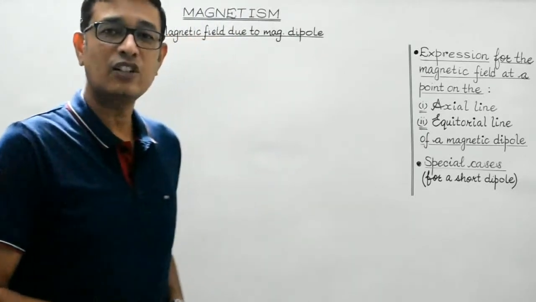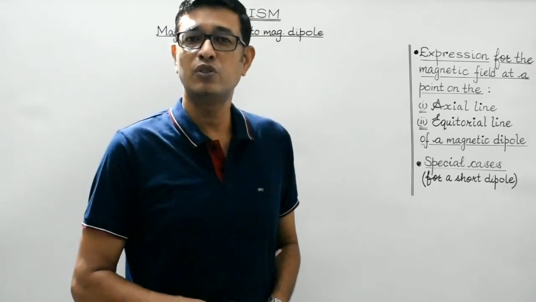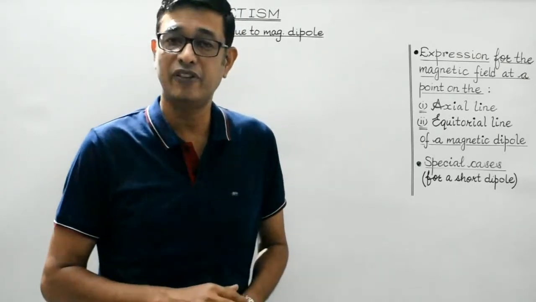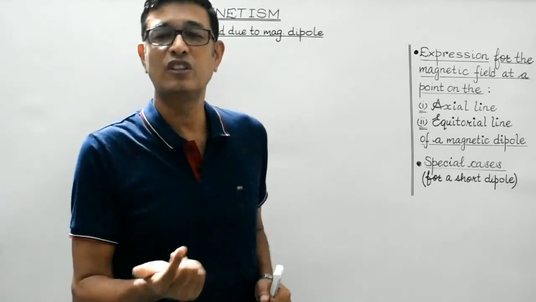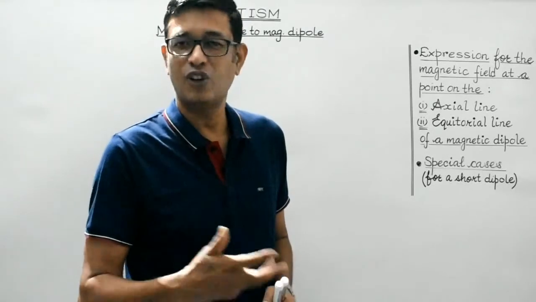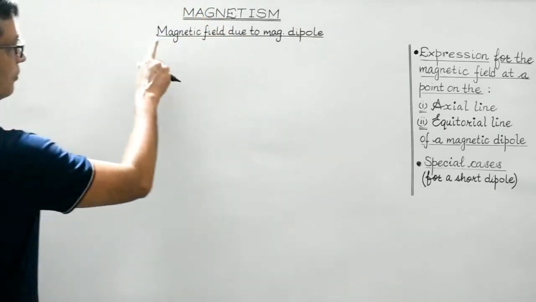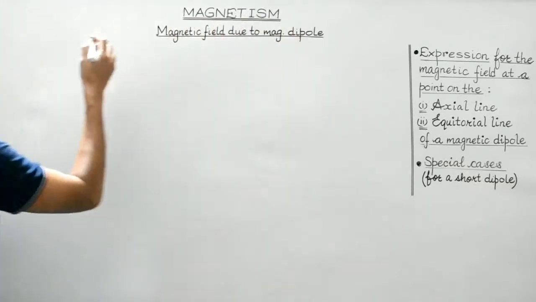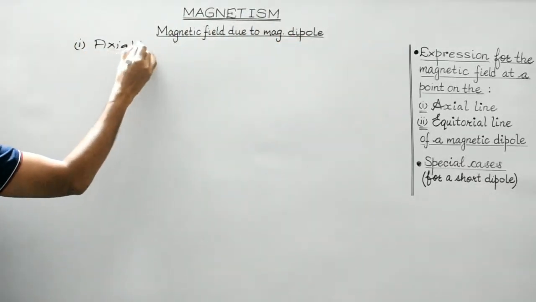So students, with that note, let's start today's topic. Today we are going to derive two important expressions for the magnetic field at a point on the axial line and at a point on the equatorial line due to a bar magnet, which is also known as a magnetic dipole. So, in case 1, we are supposed to find out the magnetic field due to a magnetic dipole at a point on the axial line.